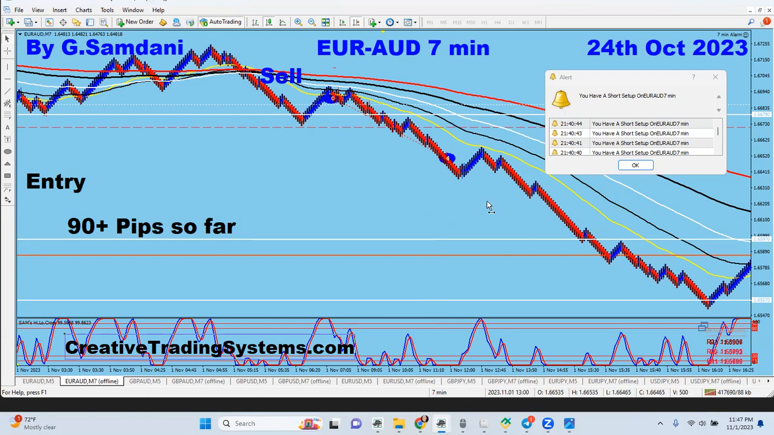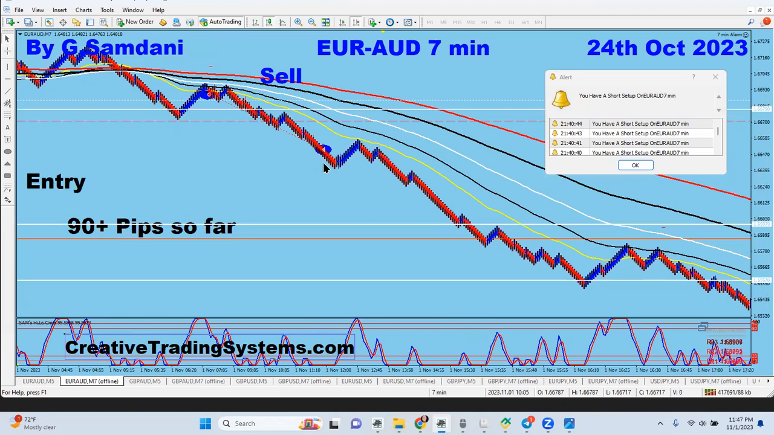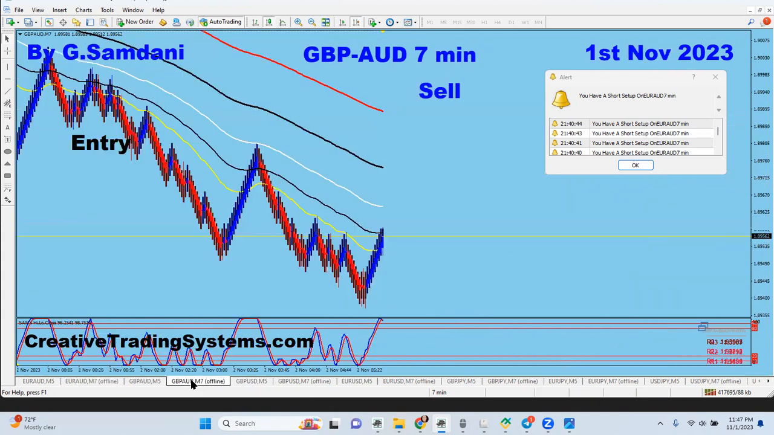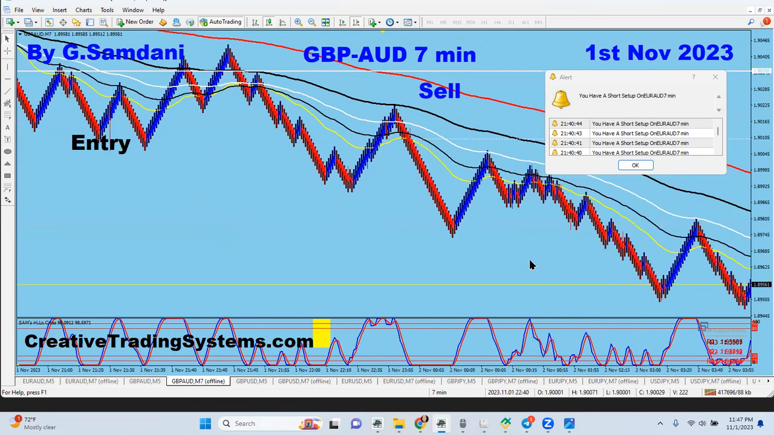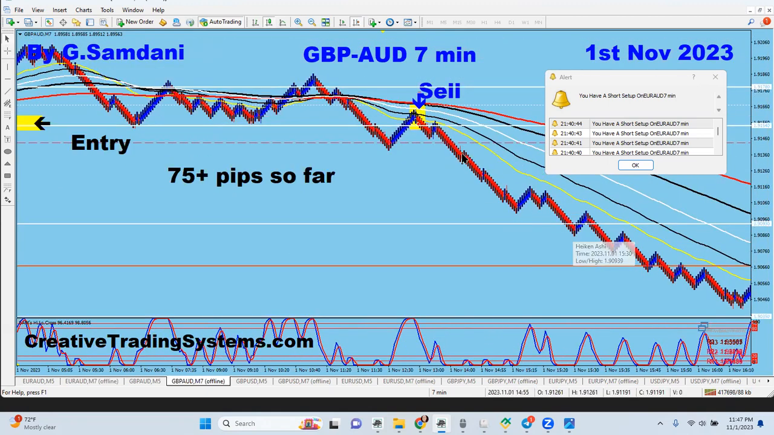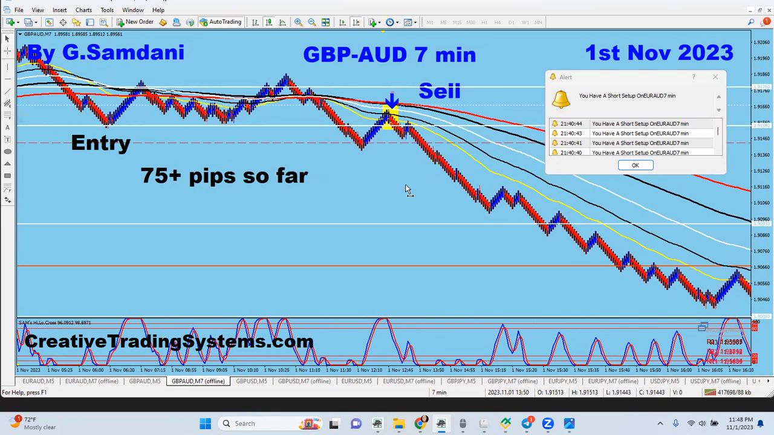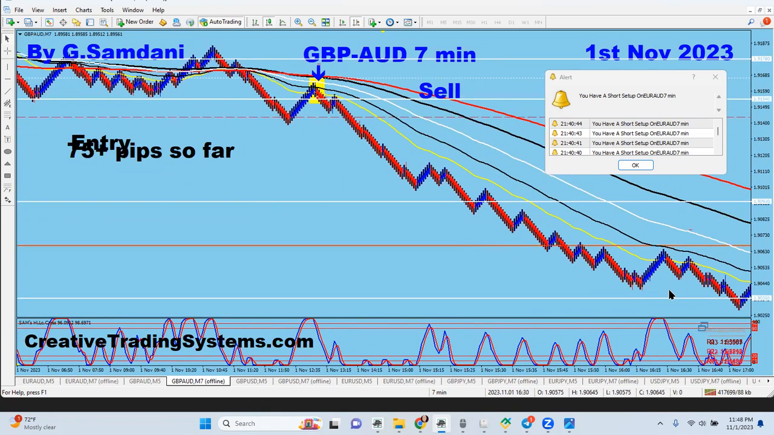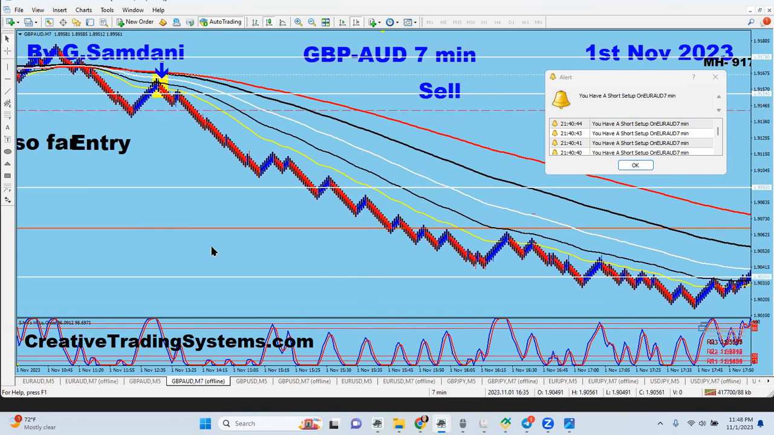I had the Pound Aussie intact. So this one, look what happened. It went all the way to more than a 200 pip drop. I'll show you on a 40-minute chart. But similarly, with the reversal candle happening in Pound Aussie, the 7-minute chart gave me this beautiful entry here, which I closed very early. This was the entry here, and I closed for 75 pip, even though this one also dropped for much more.